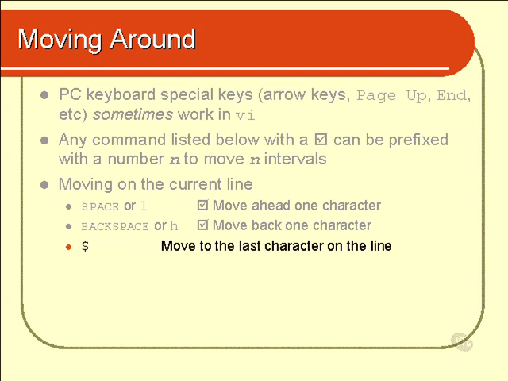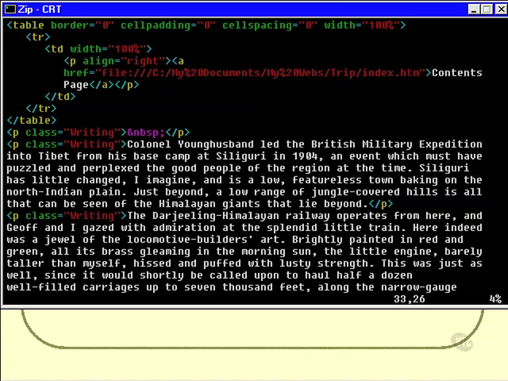The $ will take you to the last character on the line, whilst the up hat or caret character, or 0, will take you to the first character on the line. And dollar takes me to the end, notice the cursor flashing on the last character there, and 0 takes me to the beginning, or dollar to the end, and up hat, the caret character, to the beginning.